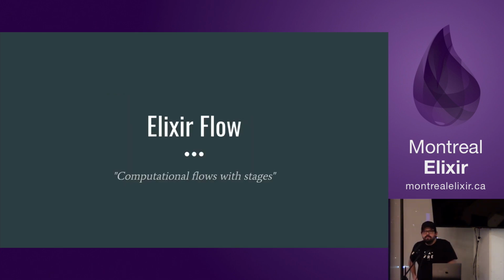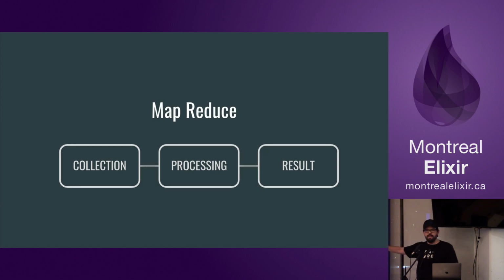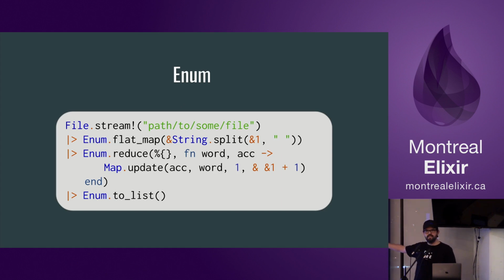So Elixir Flow. The official documentation starts like this: computational flows with stages, which means absolutely nothing. The first time I read it, I had no idea what it was. Basically what Elixir Flow does is this. It's map reduce, right? Now the buzzwords start to make a little more sense. You have a collection of data, you do some processing, some transformations, mapping, filtering, things like that, and then you have a result. You have a reducer that grabs all the results. Fairly simple. But Elixir already does that without Flow.